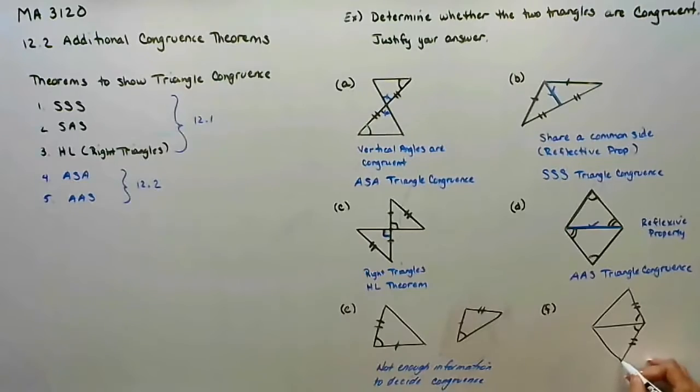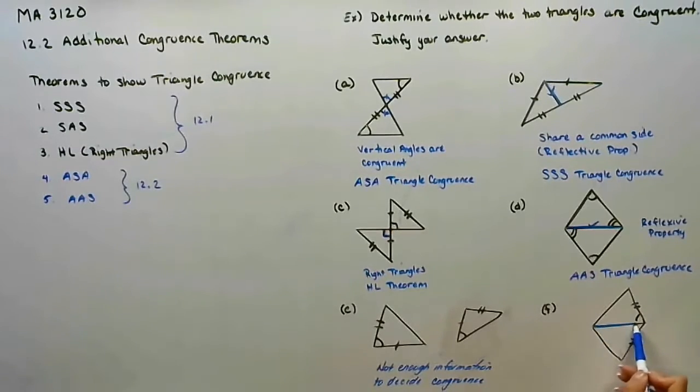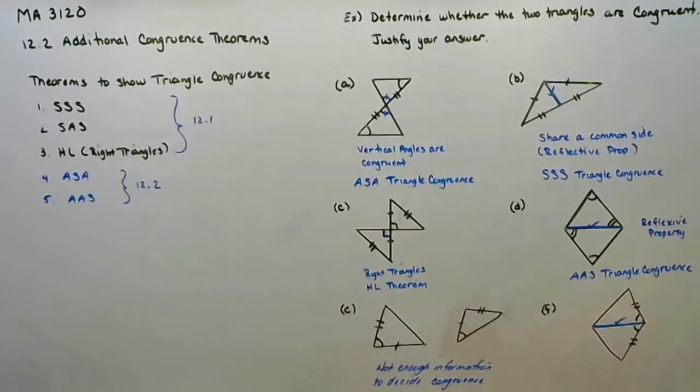So right now, I do see that they share a side. And remember, anytime they share a side, they are congruent to each other. And now I have side, angle, side, side, angle, side. So this is by side, angle, side, triangle congruence.